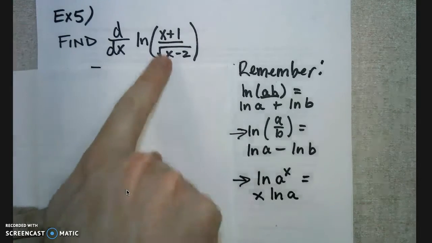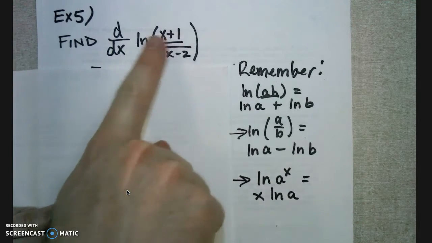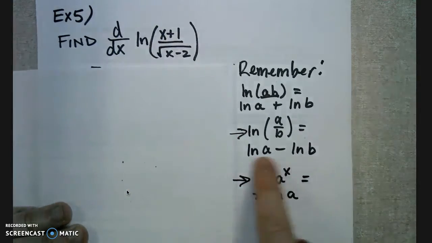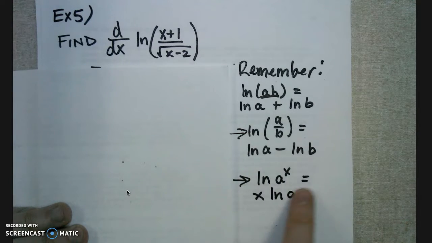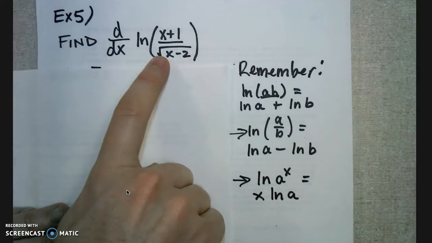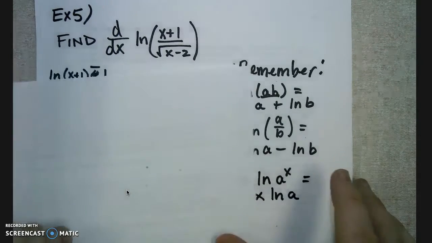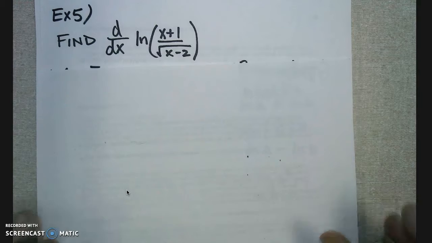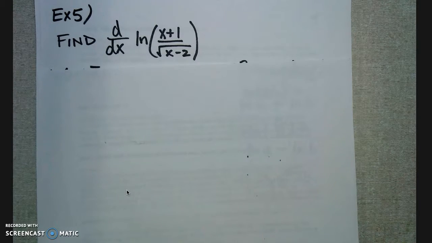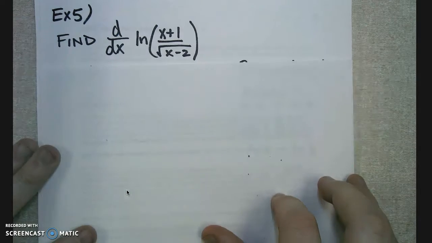So what I see here are these two properties that I drew arrows to. I see a quotient property, so I'm going to split this into log of the top minus log of the bottom. And I also see an exponent property. I see that the square root is really a 1/2, so I can put a 1/2 in front of the log. So the first thing I'm going to do is split this and expand it out using algebra.